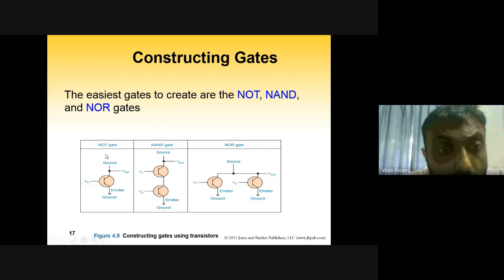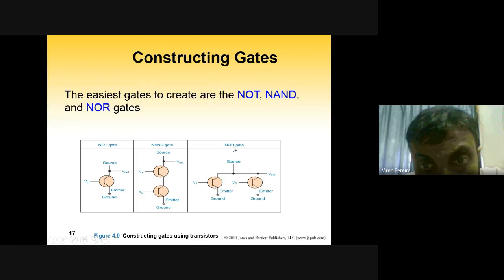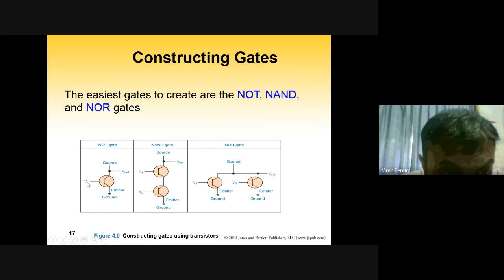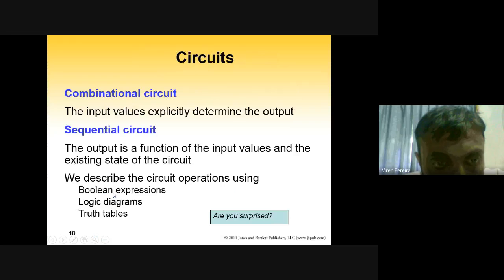So the most basic and the most needed gates are your NOT gate, NAND gate, and your NOR gate. So first we'll see the NOT gate. The NOT gate, as I told you, is an inverse gate. Now we have here, as you all can see, a V input. We have a source and we have ground.